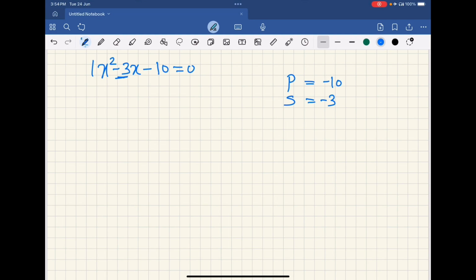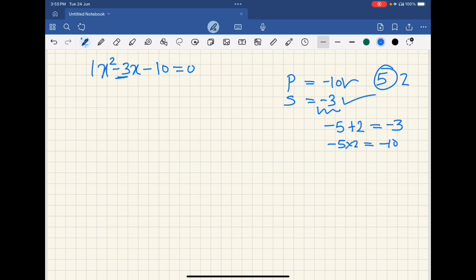Now factors of 10 are what? 5 and 2. Can they give me 3? Yes. What do I need? I need a minus 3. इसका मतलब 5 का साइन माइनस होना चाहिए. So minus 5 plus 2 is going to give us minus 3 and minus 5 into 2 gives me minus 10. So दोनों condition satisfy हो गई.